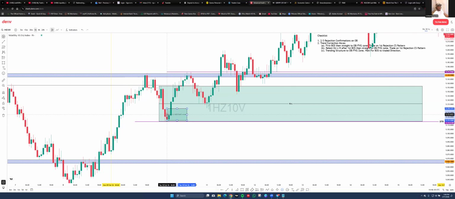We have this other block here as our area of interest, which it tapped, right? Now inside the other block, like partially inside the other block, we have a fair value gap here. This is a fair value gap. So I'll be using the pink for fair value gap and the green for other blocks.